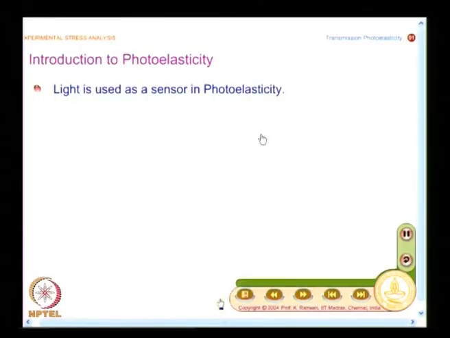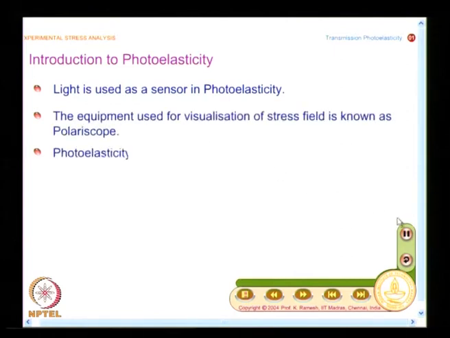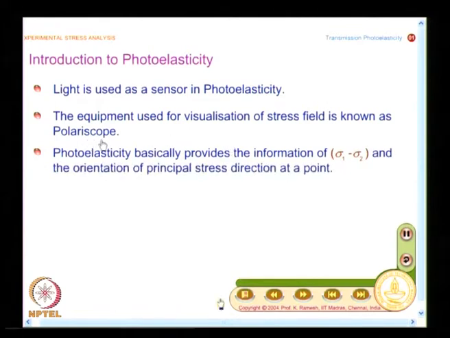Look at the introduction to photoelasticity. Once you come to photoelasticity, the important concept is that light is used as a sensor. So, when it is used as a sensor, I should know what the property of the light impinging on the model is. The equipment that you use for visualization is called a polariscope, and you essentially use polarization optics to reveal the stress information. In your earlier courses on physics, you had an introduction to what polarization is. Nevertheless, we will also look at it as part of this course.